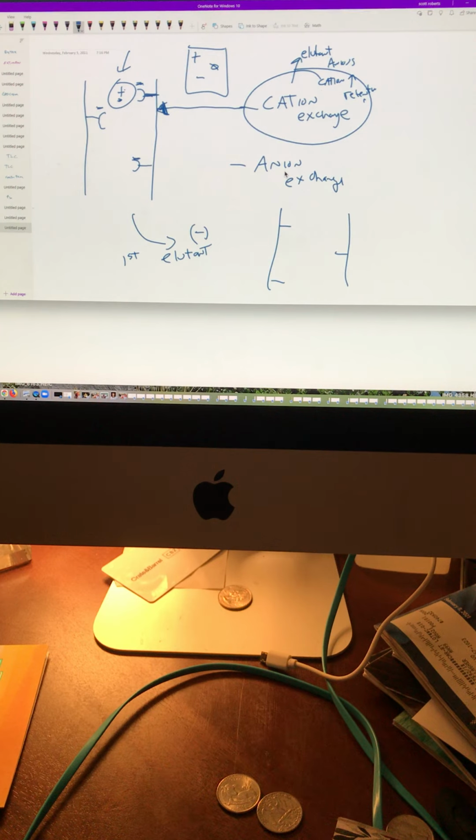In anion exchange, the tube catches the anions. So negatives are not in here. We're going to catch the anions. Got it? So it has to be positives in the tube.